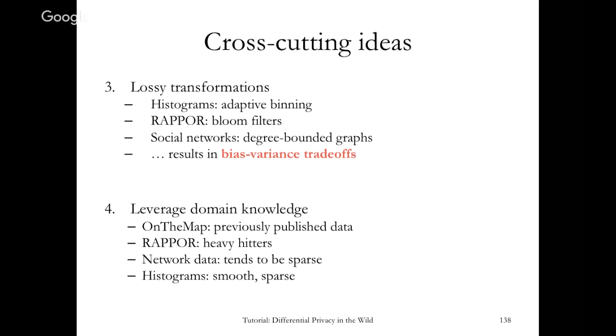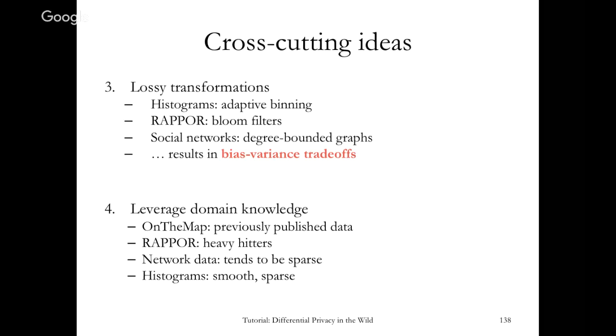With Rapport, right, they wanted to know the most frequently set home pages, but rather than add noise to the set of all possible home pages, they did this compression down using a Bloom filter, which of course created some potential collisions and loss of information, but they were able to get a much better privacy utility trade-off. And with social networks, we saw imposing some restrictions on the degree of the nodes in the graph, again, allowed you to get a more accurate result. But with all these, you're making an implicit bias variance trade-off. So you're systematically injecting some bias into the results that you're producing at the expense of lowering the variance, the noise that you have to add. And that's a trade-off that can be difficult to calibrate.